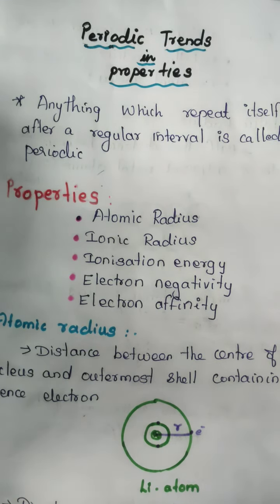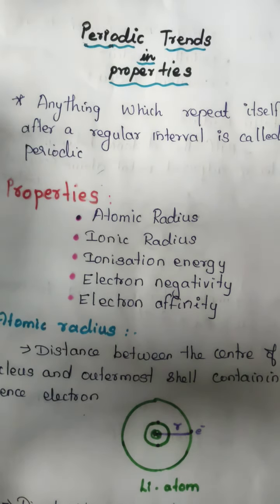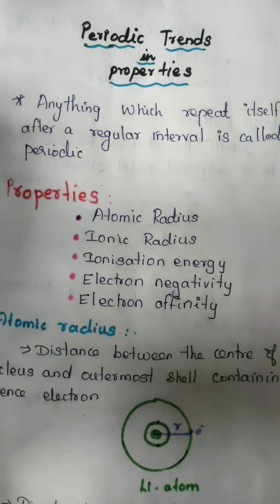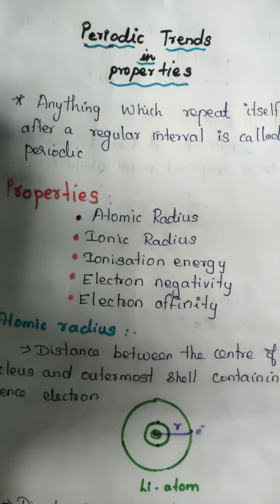Students, today we are going to discuss periodic trends in properties. First, let us see what is periodic. Anything which repeats itself after a regular interval is called periodic. For example, every 29 and a half days, we can see the full moon in the sky, and this occurs periodically, isn't it? Likewise, in the periodic table, most of the elements are repeated after regular intervals. They are repeated with the same properties and are grouped into columns.